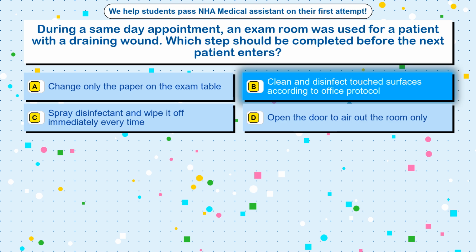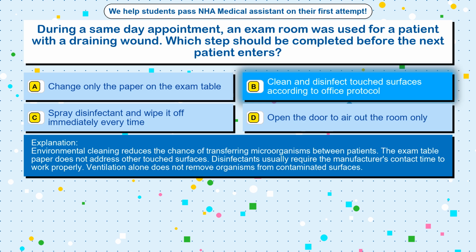The correct answer is option B. Clean and disinfect touched surfaces according to office protocol. Environmental cleaning reduces the chance of transferring microorganisms between patients. The exam table paper does not address other touched surfaces. Disinfectants usually require the manufacturer's contact time to work properly. Ventilation alone does not remove organisms from contaminated surfaces.